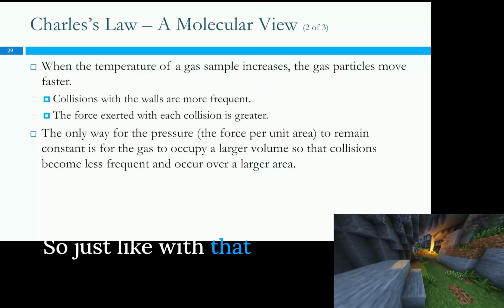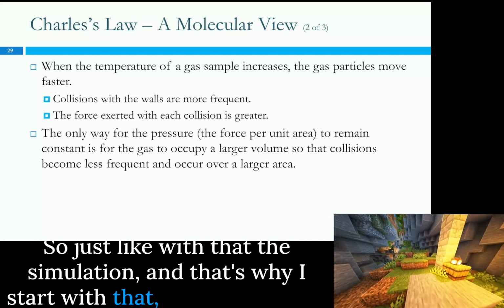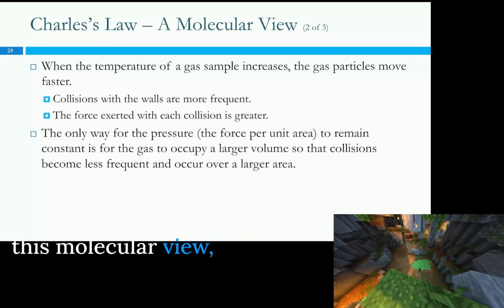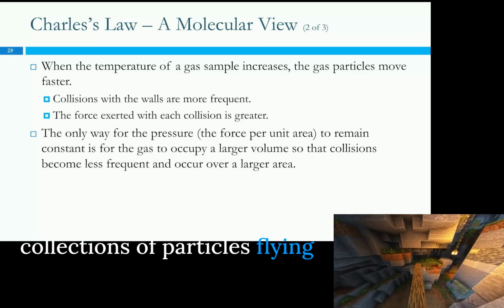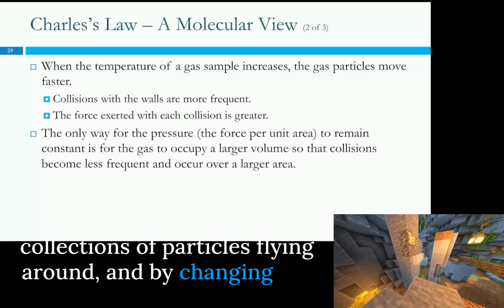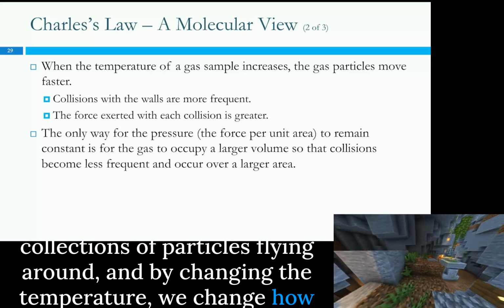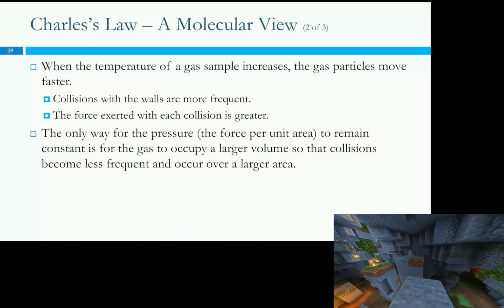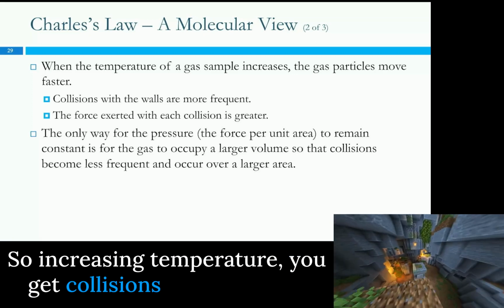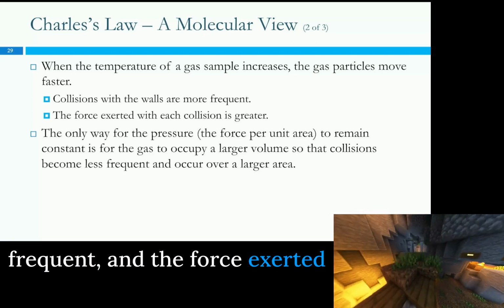So just like with the simulation, and that's why I start with that, because it's this molecular view that when we're thinking about gases, we got to think about them as these collections of particles flying around. And by changing the temperature, we change how fast they're moving and how much kinetic energy they have. So increasing temperature, you get collisions that are more frequent, and the force exerted with each collision is greater.